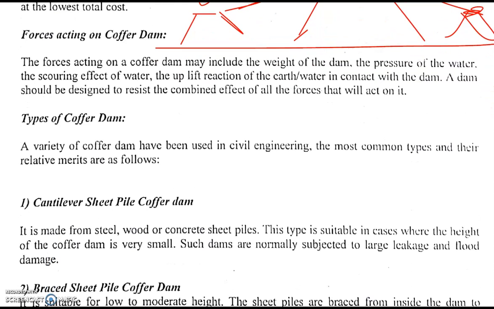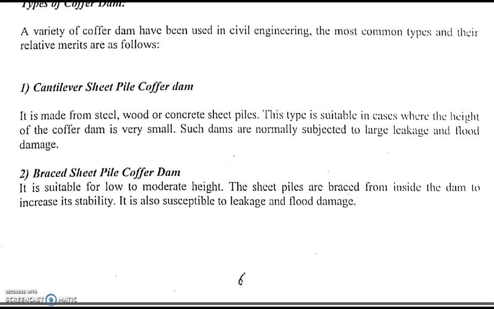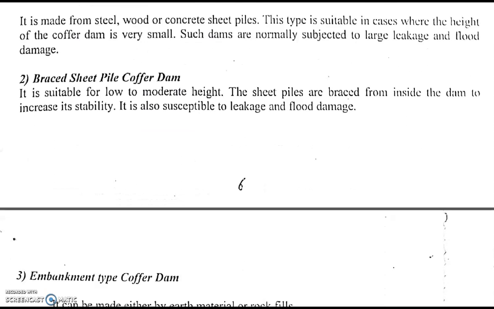Now, cofferdams may be of various types. There may be cantilever sheet pile cofferdams, just placing a sheet pile fixed from the bottom inside the ground and just stopping the water on one side and then diverting it to the other side. Okay. Then we have braced sheet pile cofferdams. Bracing, as we all know, they might be having a connection on either side, so it is suitable for low to moderate height. The sheet piles are braced from inside the dam to increase its stability. It is also susceptible to leakage and flood damage.